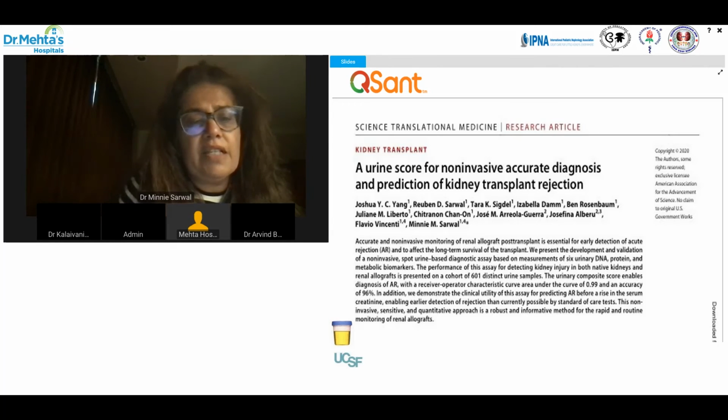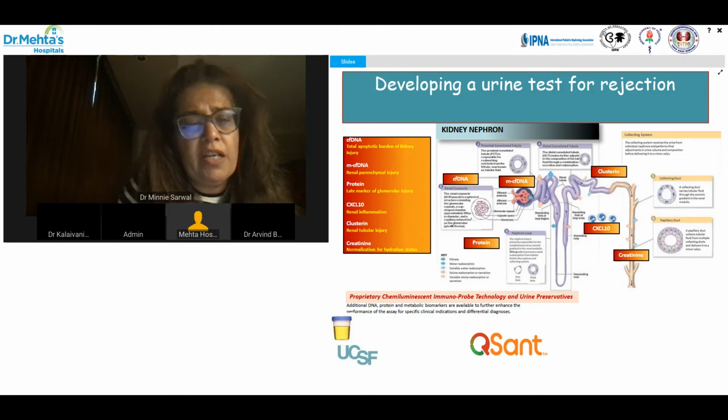This test basically uses 6 markers. Cell-free DNA in urine is measured. We don't use amplification or sequencing. This is done using a chemiluminescent immunoprobe. We look for methylation of cell-free DNA, which is an epigenetic change of that cell-free DNA. We also look for clusterin, which looks at tubular markers. CXCL10 is looking at immune infiltrates within the graft, as well as protein and creatinine.